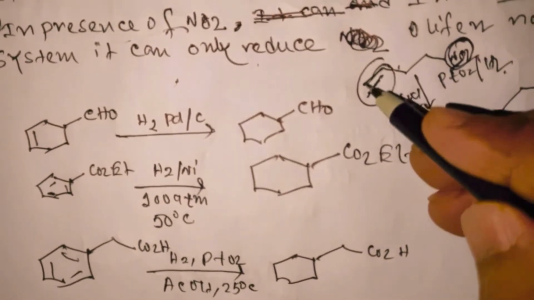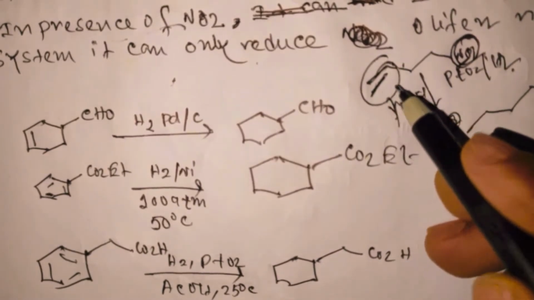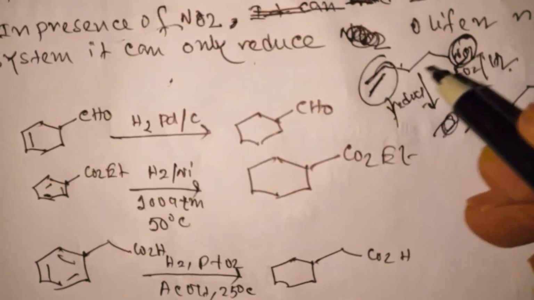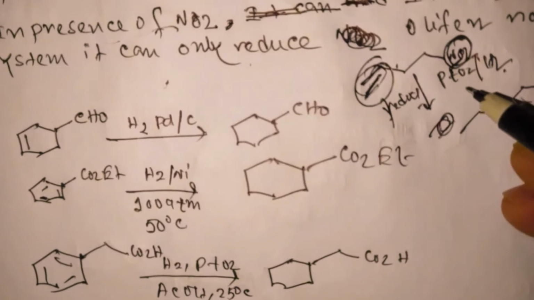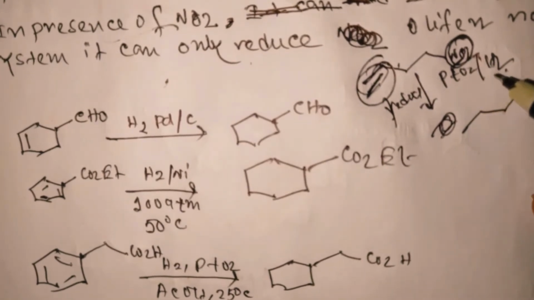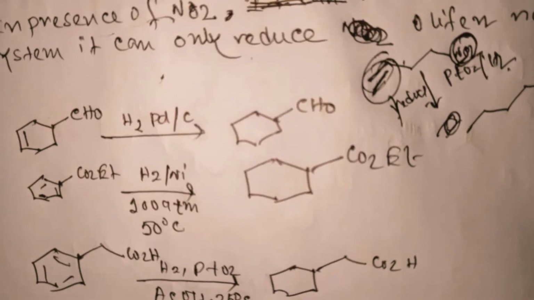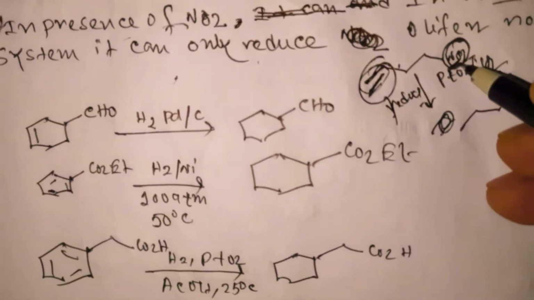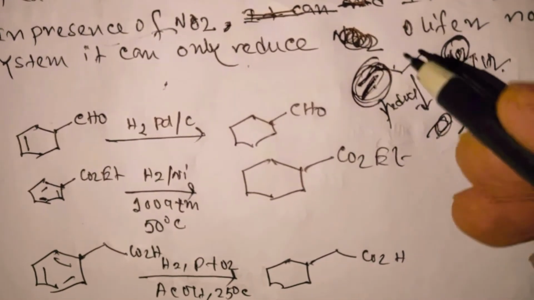This is very important: in the presence of olefin and NO2, it can selectively reduce the olefin. And if you use high pressure or high temperature, then it also reduces the NO2 to an NH2 group, but generally in the presence of NO2 it reduces only the olefinic part.